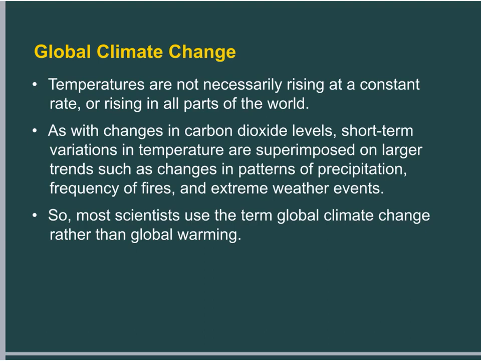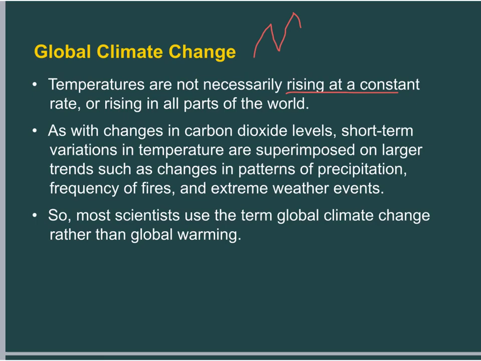So as you saw in that last graph here, temperatures are not necessarily rising at a constant rate, right? We have a rise one year, maybe a slight fall, then a rise, or rising in all parts of the world, right? So we might see Rochester have lower average temperatures over a period and another city having it. So we can't think like that. We have to think globally.